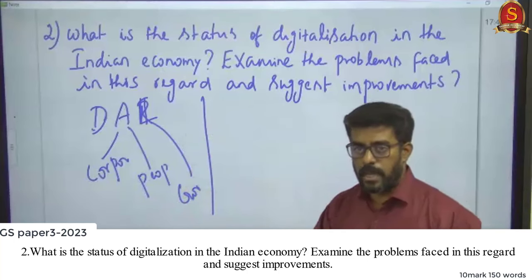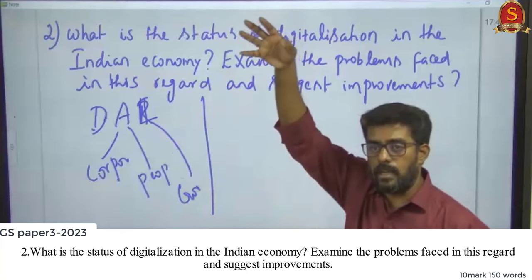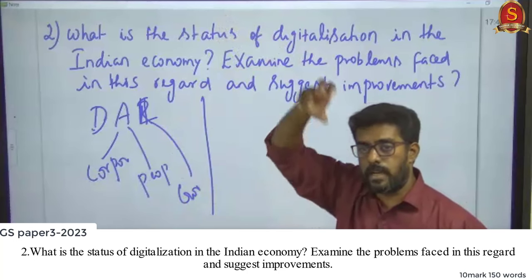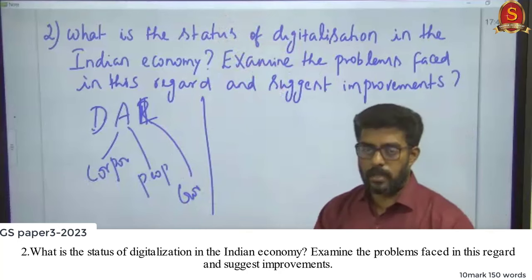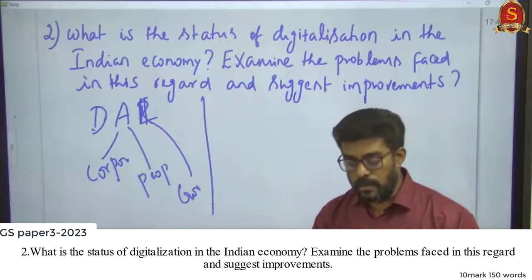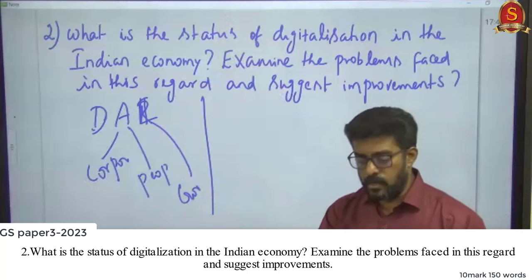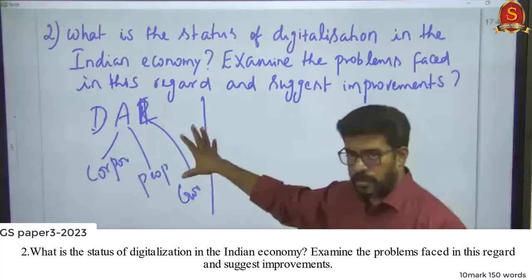Then the question is about the status. We know the report says that Indonesia, India and others are the top performing countries, with almost 90% of the status digitalized. Like this, the report says. And then you can write our own India report about the penetration. More than 79% is the internet penetration we have in our country. Like this, you can add some facts regarding the status of digitalization. So give a small intro.